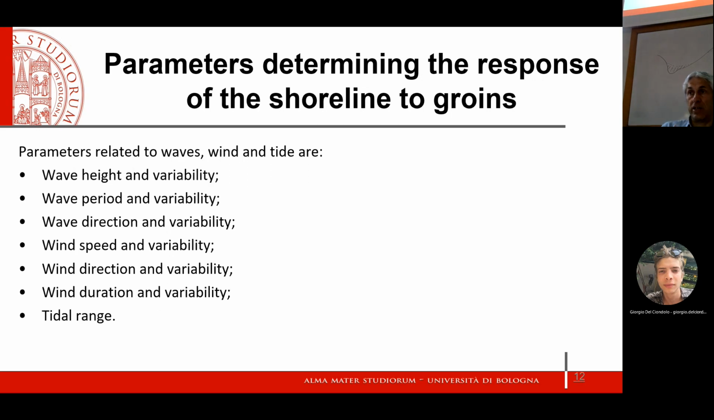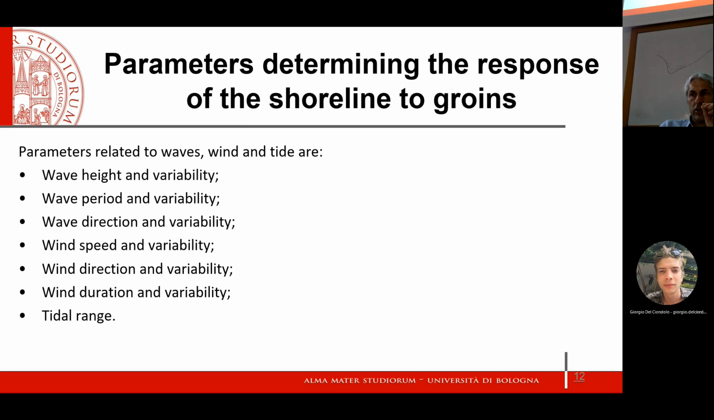The third category is the parameters related to waves, wind and tide. And these are wave height and variability, wave period and variability, the usual parameters that we know, wave direction and variability, and wind speed, wind direction, wind duration, and also the tidal range.